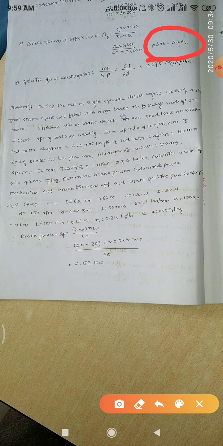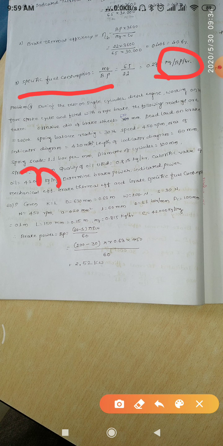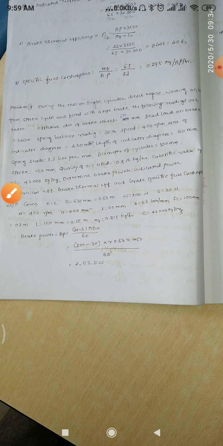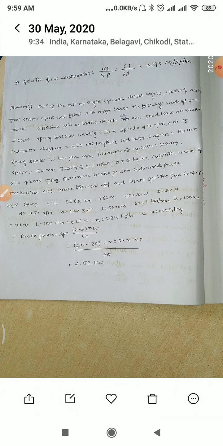And last is specific fuel consumption. As we know, the specific fuel consumption equals MF by BP. So by keeping the value of BP as it is, because he asked specific fuel consumption in terms of kg per BP per hour. So MF is in terms of kg, BP is in terms of hour. That's why keep BP as it is. So SFC equals MF by BP.